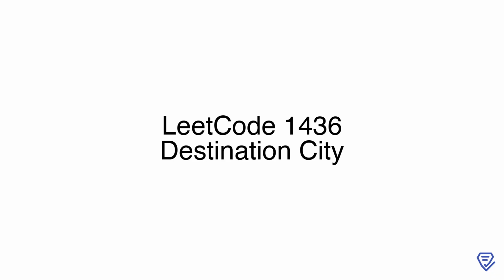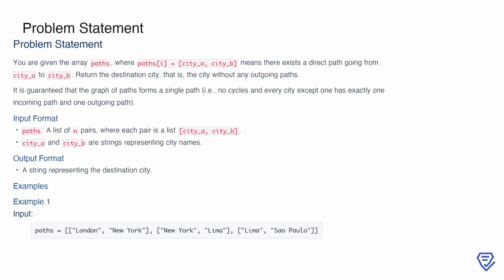Let's get started. Here, we are tasked with solving a problem involving a series of paths connecting cities. The input is an array called paths, where each element represents a direct connection between two cities, city_A and city_B. The goal is to identify the destination city, which is defined as the city that has no outgoing paths.